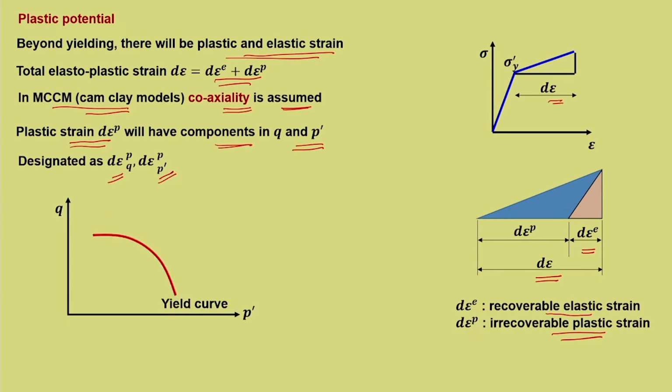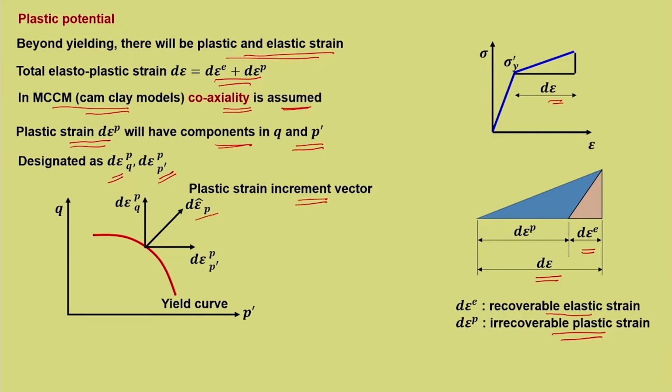So, this is the typical yield curve. Now, this is what it represents: d epsilon P Q and d epsilon P P dash. This is corresponding to P dash and this is corresponding to Q. Now, who has told that this particular increment is in this particular direction? That means it is in the direction of P dash, and this is in the direction of Q. Who has told this?